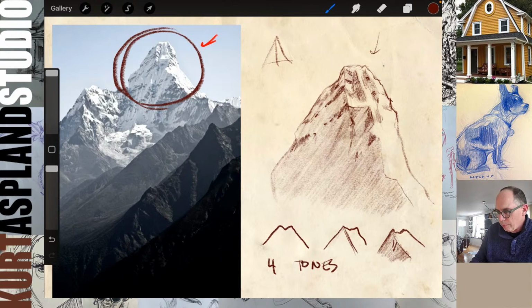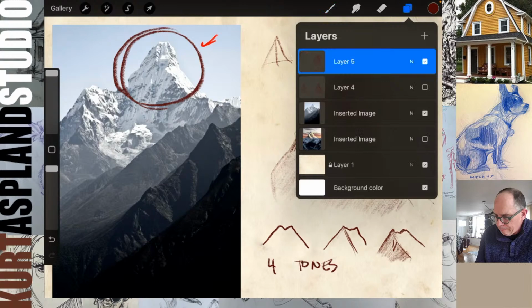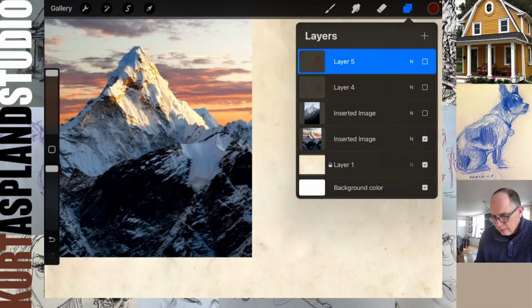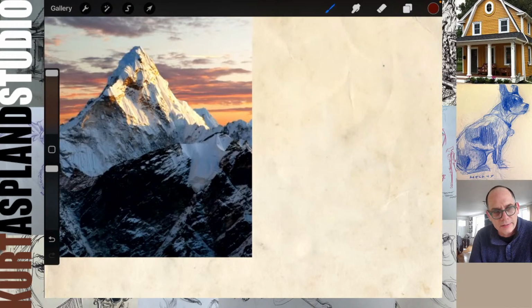Okay, let's go ahead and jump over and pick up another mountain picture here. You could come back if you are signed up for the class, the daily draw. You have access to all of these pictures. So check that out. All right, let's get into this mountain here.